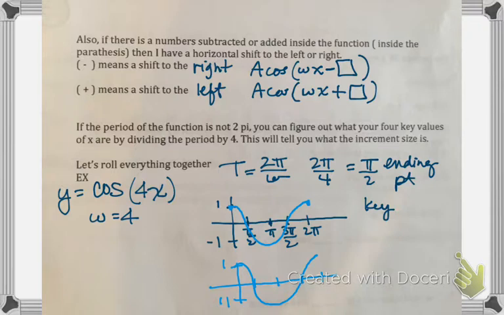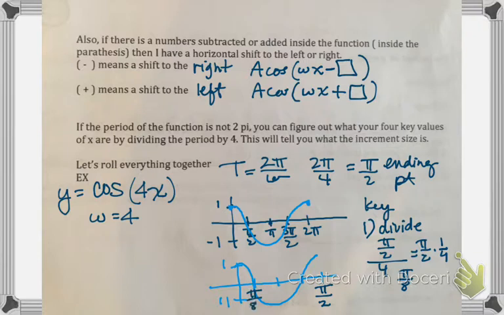So 2 pi, I have to stop a second. 2 pi was my ending point. It is now pi over 2. Okay, that's my ending point. How do I find the other 4 key points? The first one, I have to divide the ending point, which was pi over 2, by 4. And when I do that, I get pi over 2 times 1/4. That's pi over 8. Okay, so my first value is pi over 8.